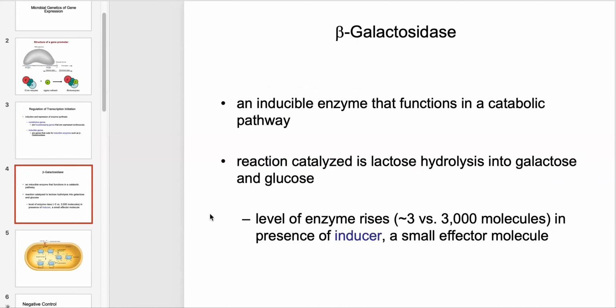So a little bit about beta-galactosidase. It's an inducible enzyme and it functions in the catabolism of lactose. The reaction is catalyzed by lactose hydrolysis into galactose and glucose. That's the reaction that it performs. So lactose, the disaccharide, is hydrolyzed into galactose and glucose. The level of enzyme can rise significantly, from about 3 molecules to maybe 3,000 molecules in the presence of an inducer. So the inducer in this particular case is some breakdown product of this reaction. And in this particular case, it's an isomer that I'll show you a picture of.